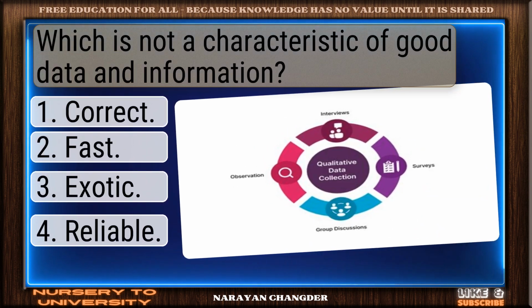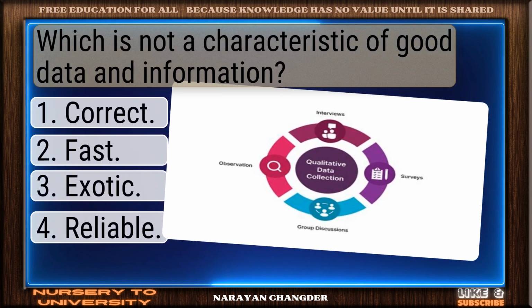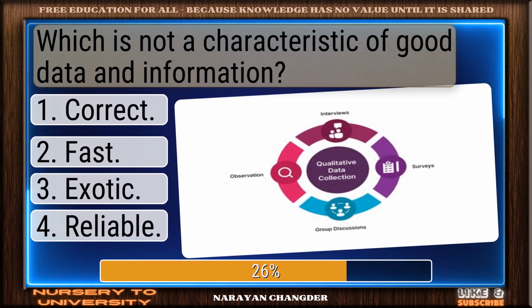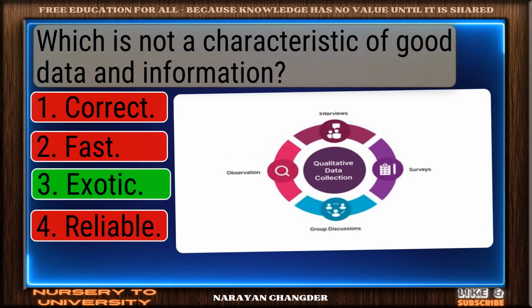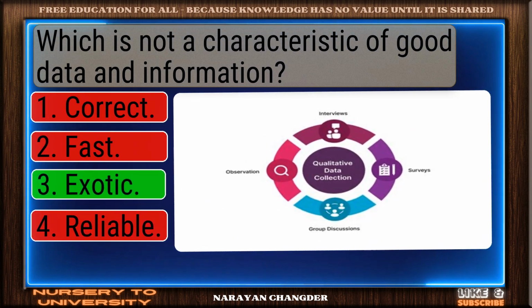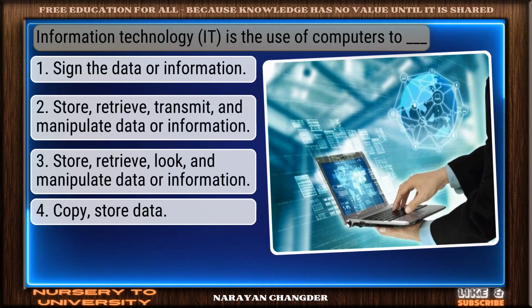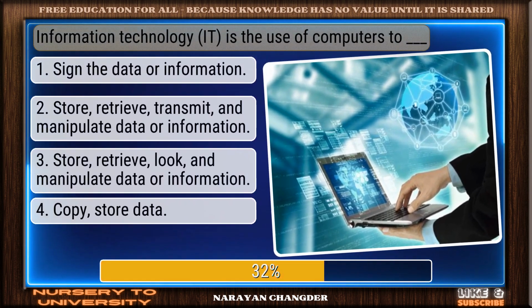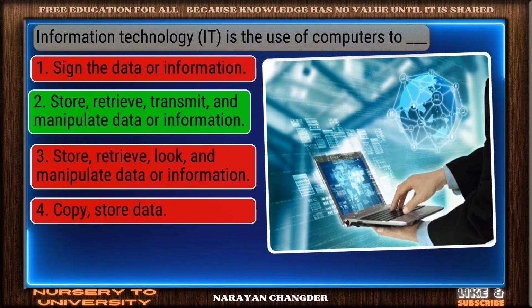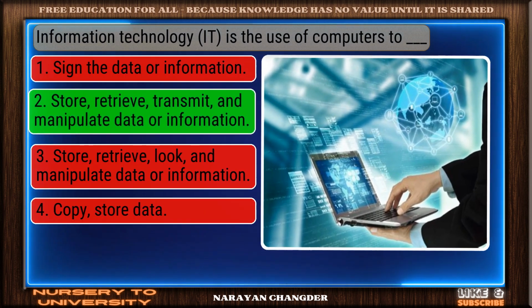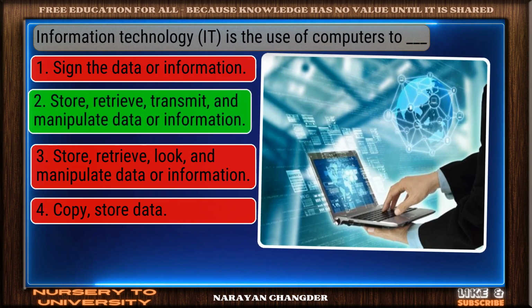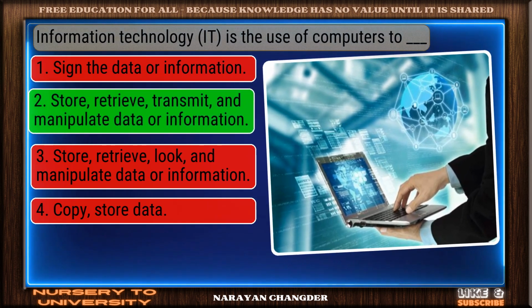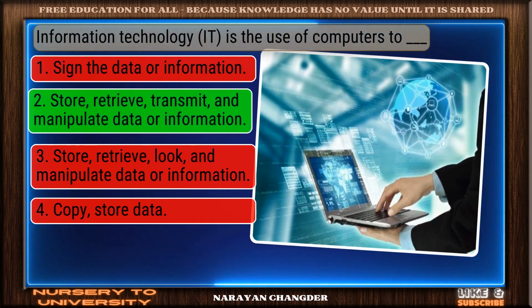Which is not a characteristic of good data and information? Smart pick. Exotic is the correct choice. Information technology is the use of computers to... Great thinking. Store, retrieve, transmit, and manipulate data or information is the right choice.